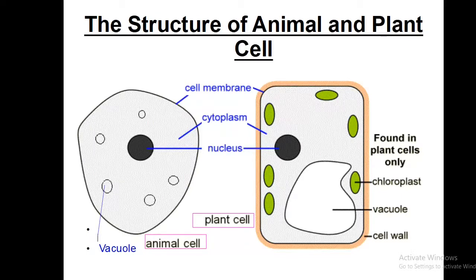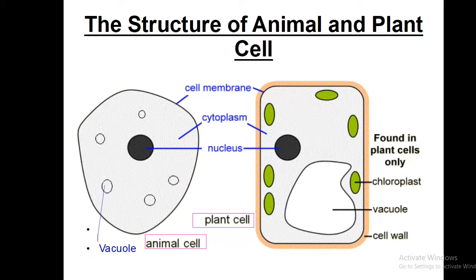We have the cell membrane. The cell membrane is like the door. It allows substances to enter and leave the cell. We have the cell membrane, like the door, like the security. It allows substances to enter or leave the cell, and the cell membrane is found in both the animal and the plant cell.